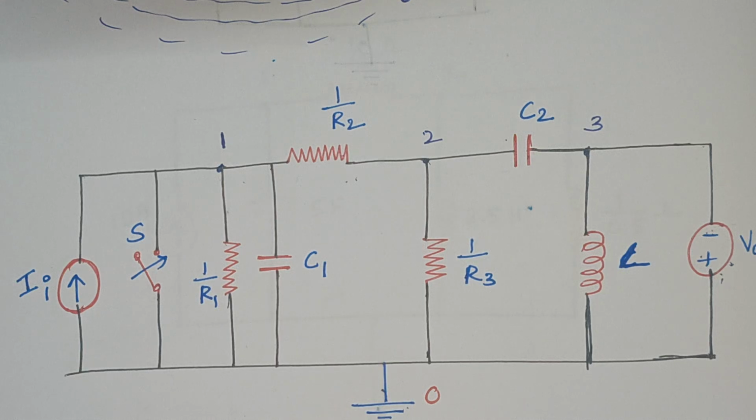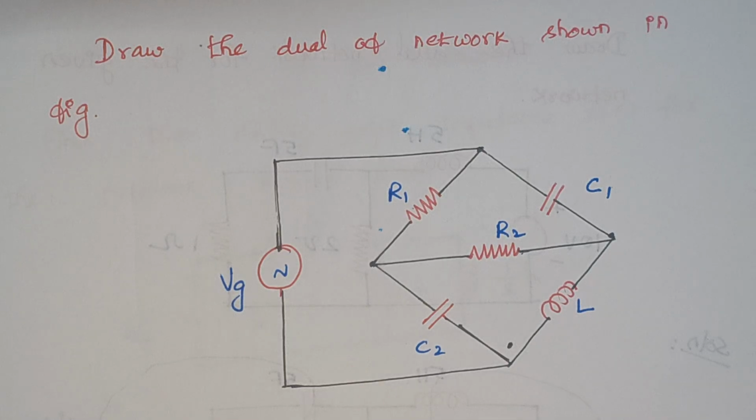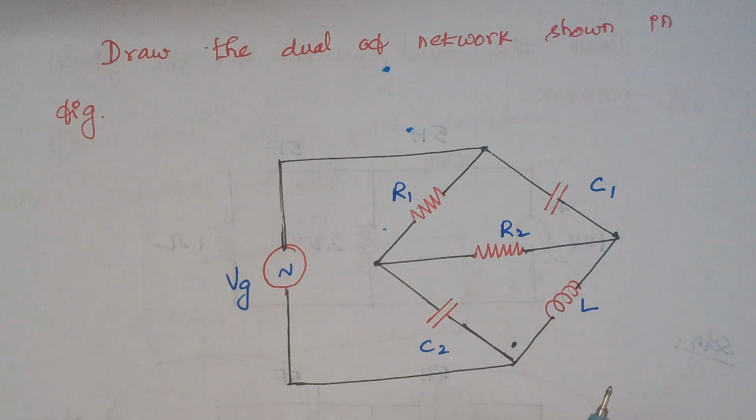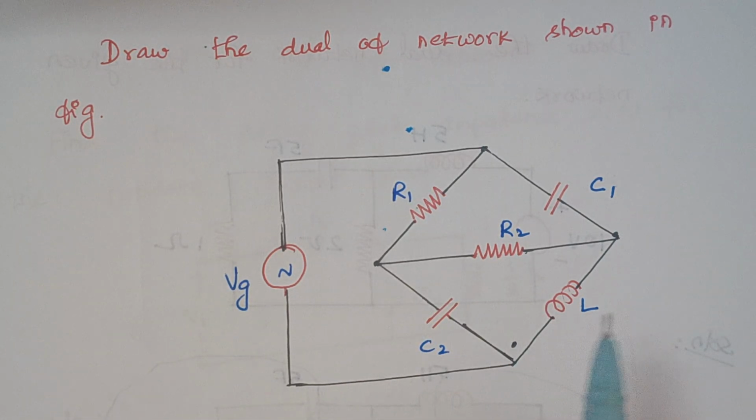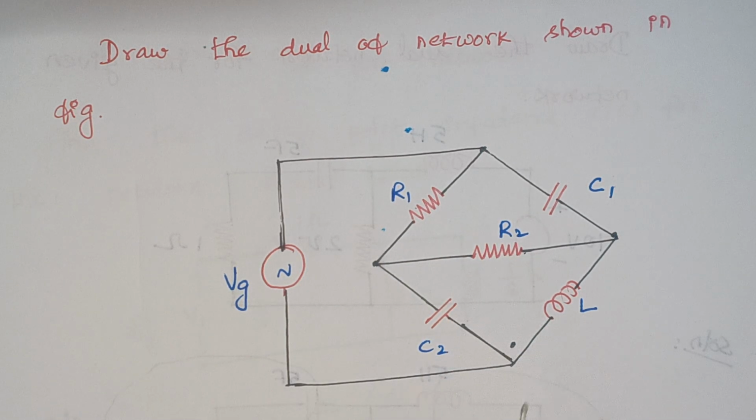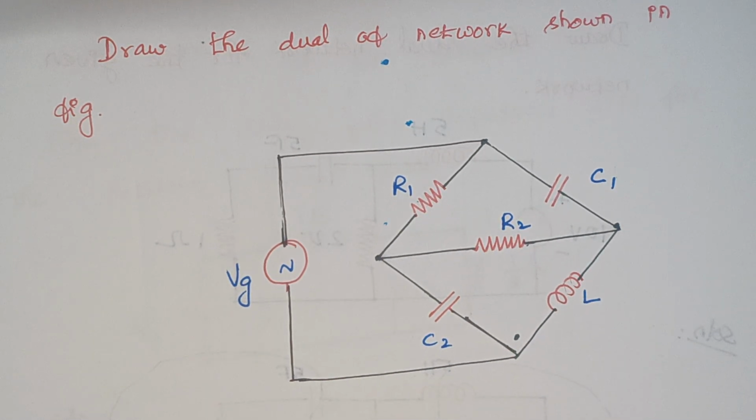Now we will continue with our next problem. Draw the dual of the network shown in the figure. So this is your network and we have to draw the dual of it. How many loops are present in this network? This is your loop 1, this is your loop 2 and this is your loop 3.